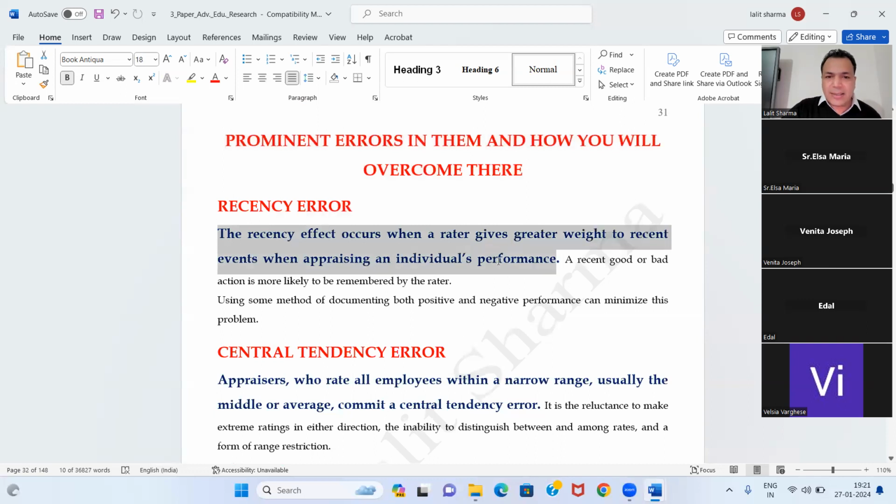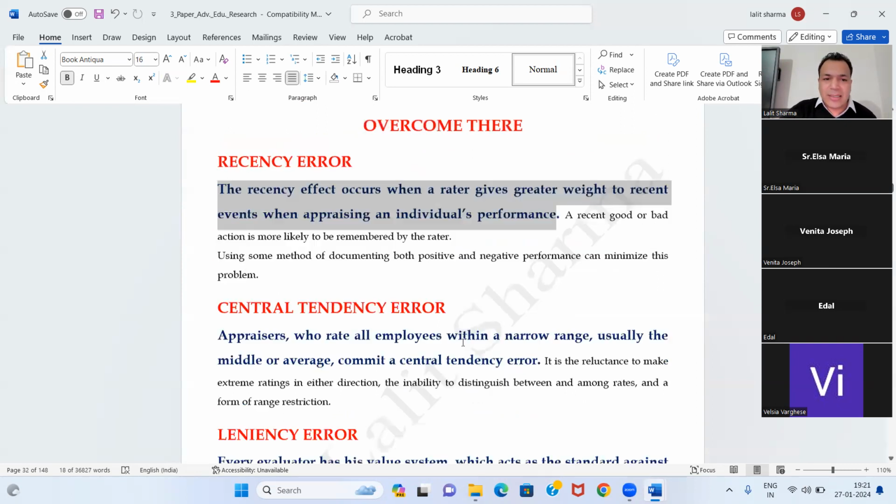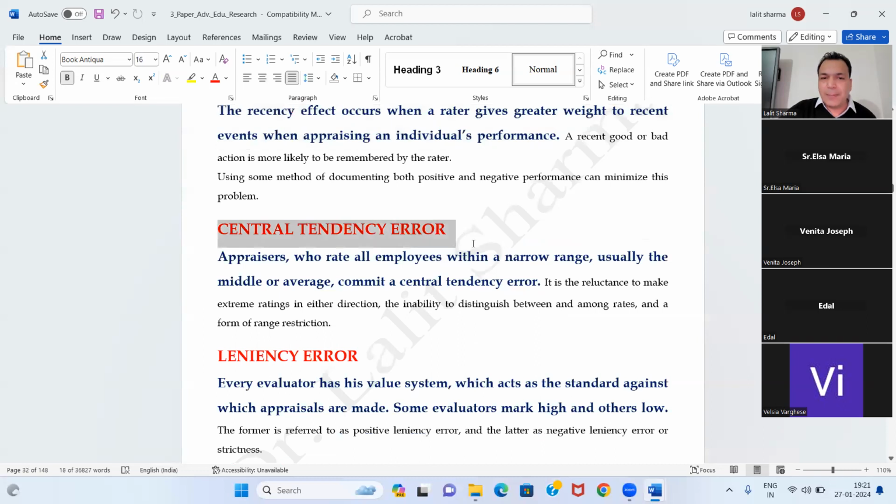Recency error occurs when a rater, मतलब you are the rater ना, you are the scholar, you give a greater weightage to the recent event when appraising an individual performance. And sometimes you have seen that you have given the extra weightage, right? This is called the recency error. And central tendency error.